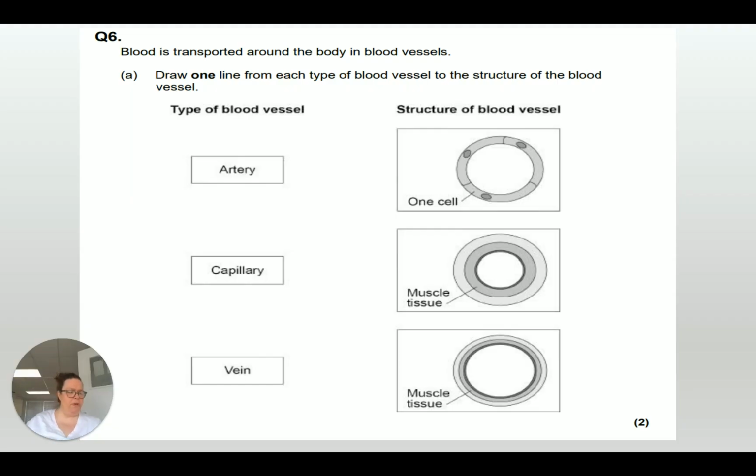Right, so I'm hoping you can all do this one. So artery would be the one with the very thick walls. Capillary, we're looking for 1 cell thick. So this one. And vein's got that big old lumen in the middle, that big old hole. Okay, so well done if you got those. Fantastic job.